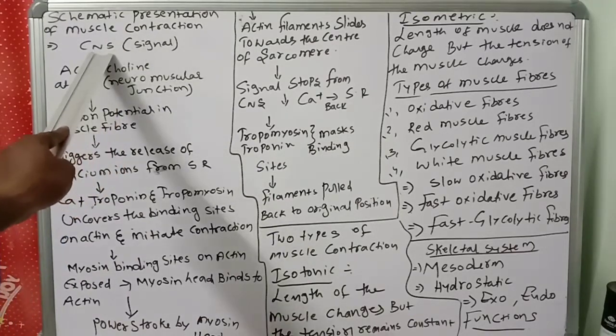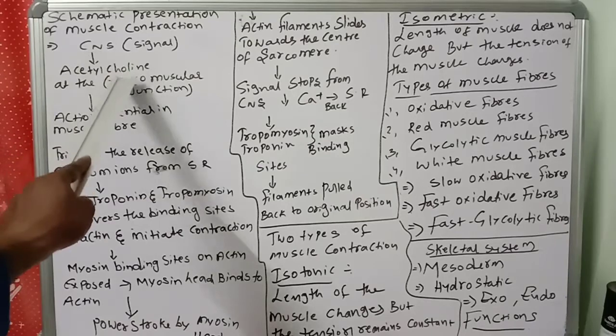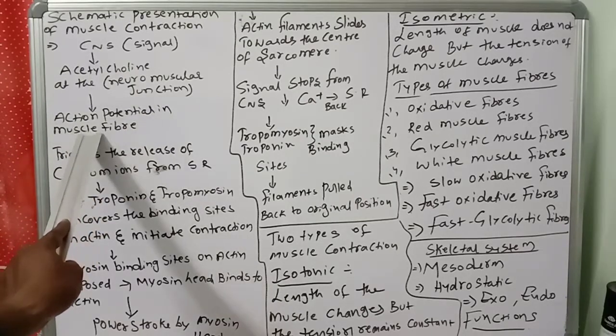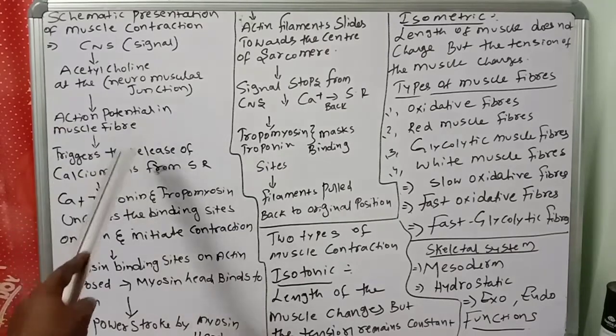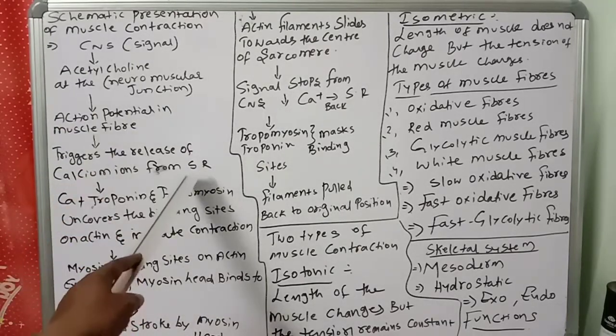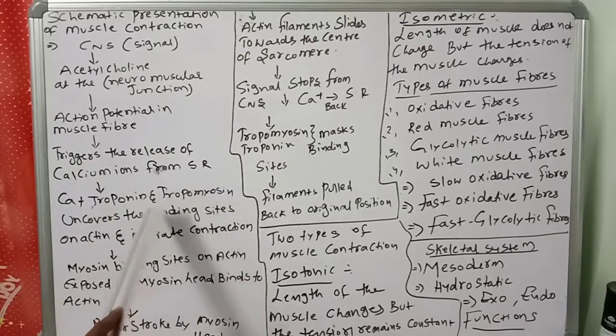So what's the major role? The central nervous system, with the help of acetylcholine. The action potential on muscle fibers triggers the release of calcium. Calcium is a must for muscle contraction. Then calcium, troponin and tropomyosin uncover the binding sites of the actin and initiate the contraction. Then myosin binding sites on actin are exposed, the myosin head binds to the actin, and the power stroke by the myosin head occurs.